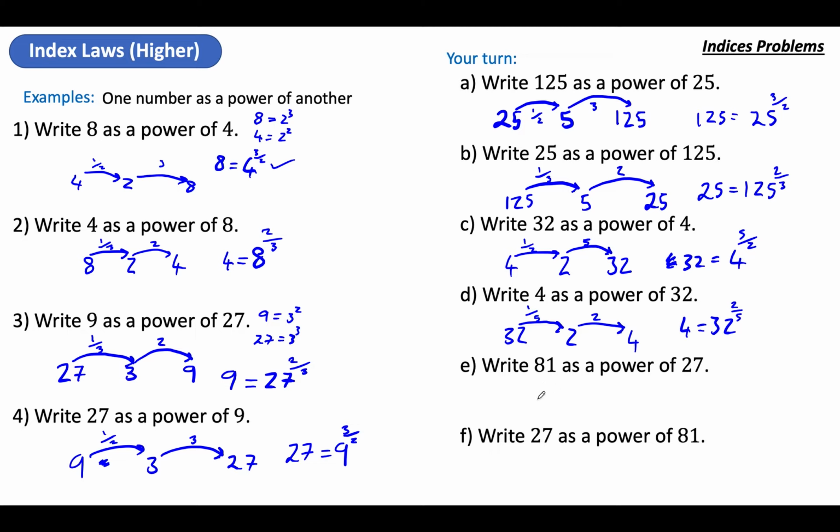Right, 81, 27. So 27 is the one we want to power of, so that comes first. What's the common number here? It's 3. And then back up to 81. So 27, I need to cube root that. So that's 1/3. Cube root it. And then up to 81. That is the power of 4.